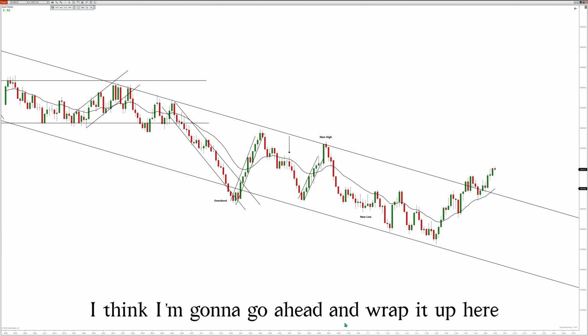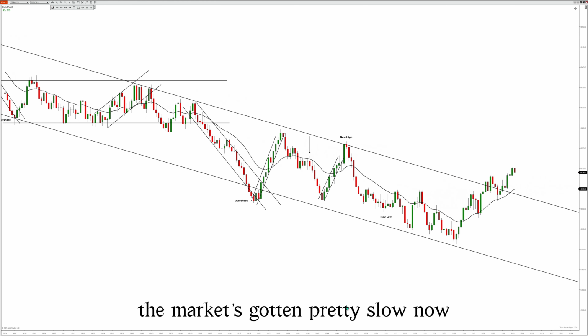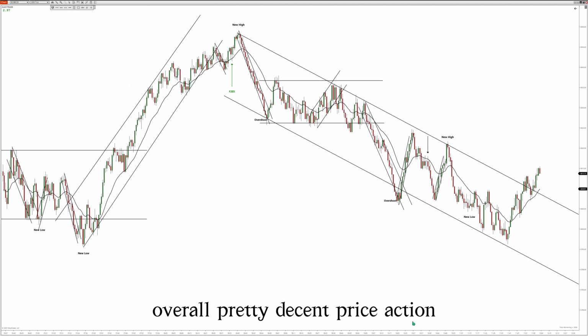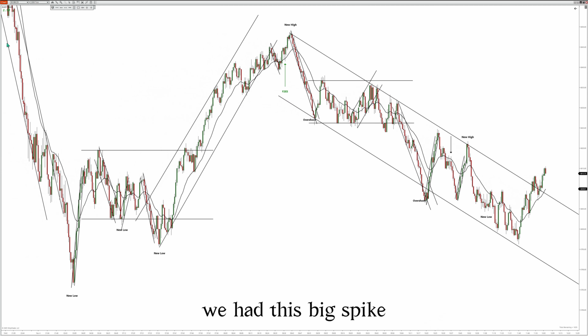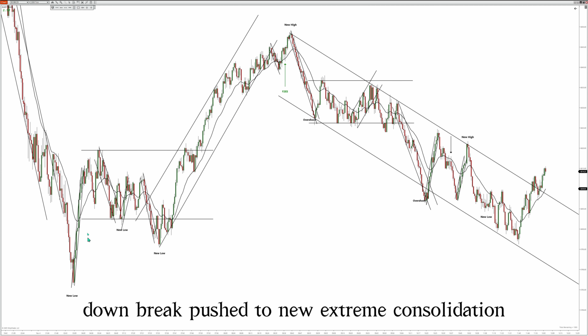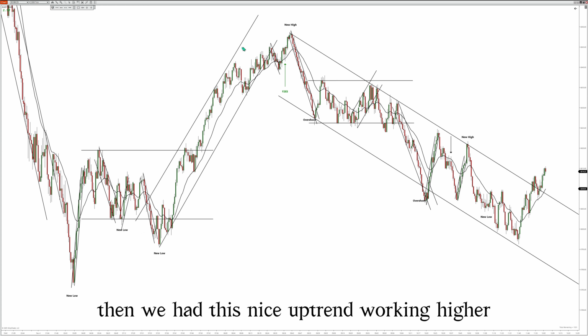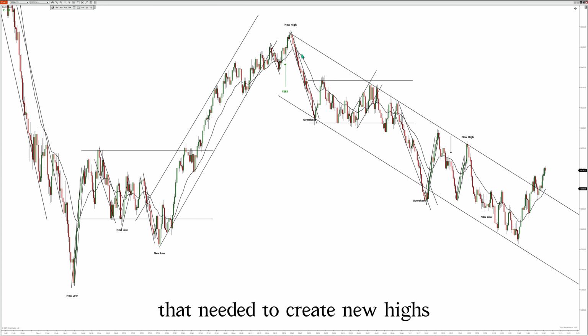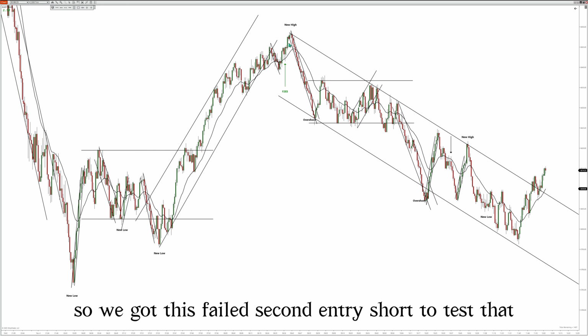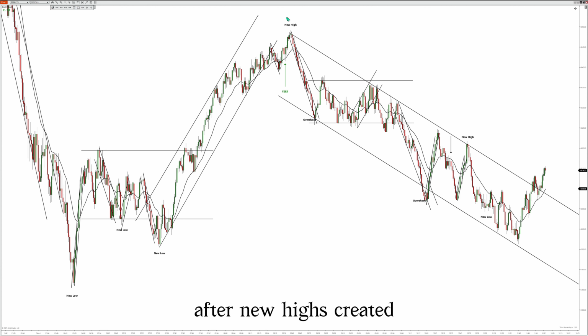All right, guys, I think I'm going to go ahead and wrap it up here. The market's gotten pretty slow now. Overall, pretty decent price action. We had this big spike down, break, push to new extreme, consolidation, then we had this nice uptrend working higher that needed to create new highs. So we got this failed second entry short to test that. After new highs created, we expect correction or reversal, and you can see it led to reversal.